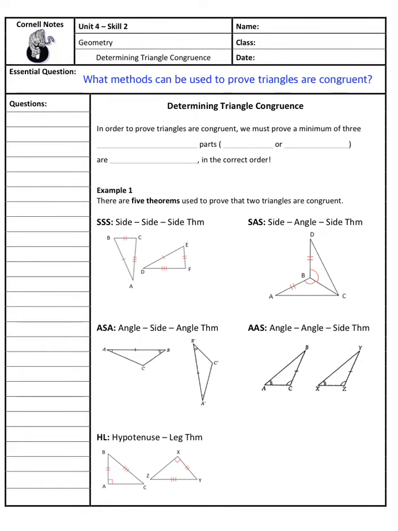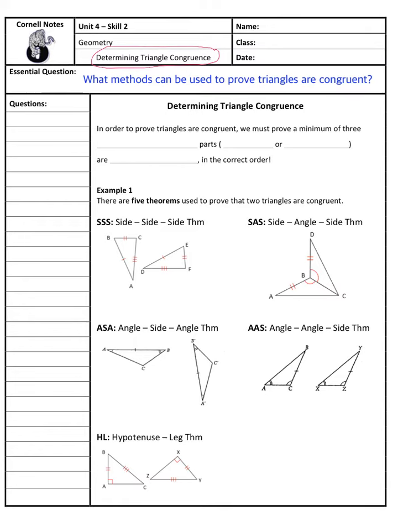We're ready for Unit 4 Skill 2, which is focused all around determining triangle congruence. So this is our main focus of this unit, hence the name triangle congruence. Our essential question for today is going to be: what methods can be used to prove triangles are congruent? And what we're going to talk about today is going to carry over through the rest of the unit. It's going to carry over through the rest of the year.